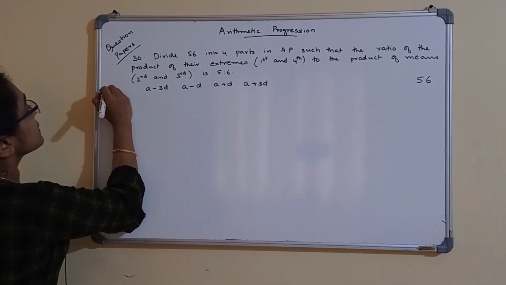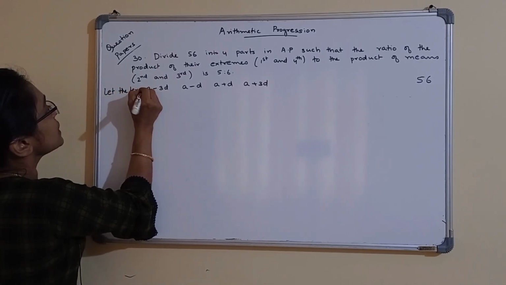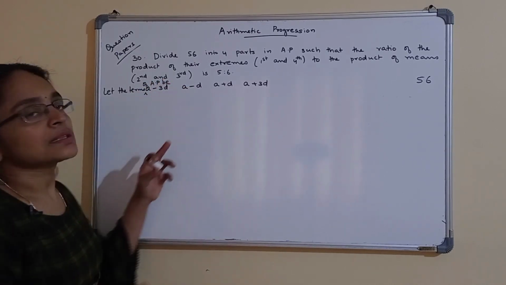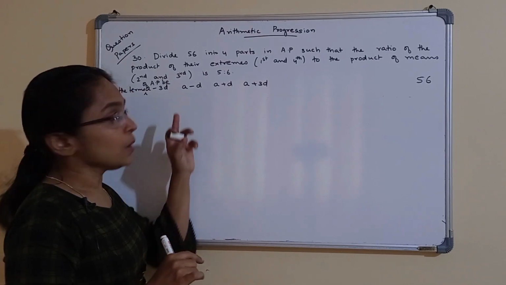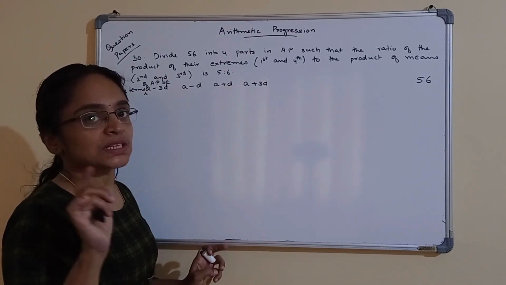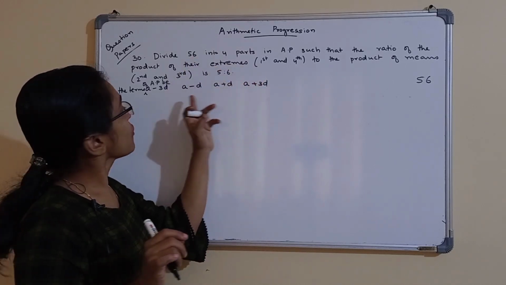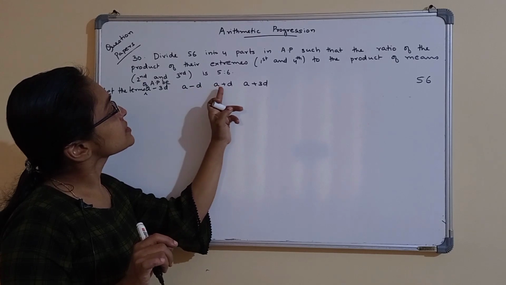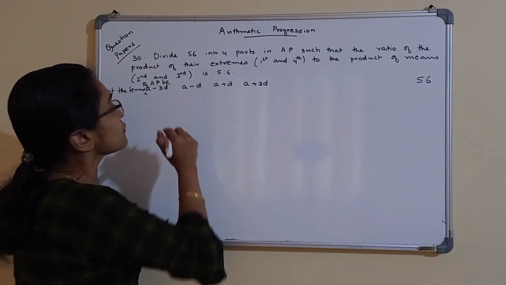So let the terms of the AP be a minus 3d, a minus d, a plus d and a plus 3d. Now the sum of these 4 terms is 56, right? Because we are dividing 56 into 4 parts, and the AP thus obtained is a minus 3d, a minus d, a plus d and a plus 3d. So their sum is equal to 56.